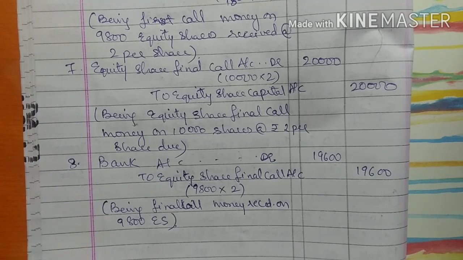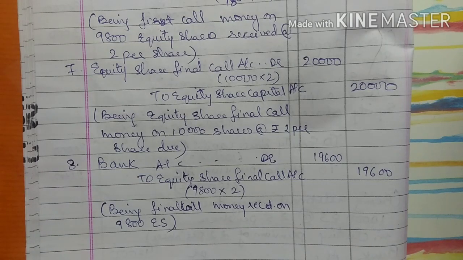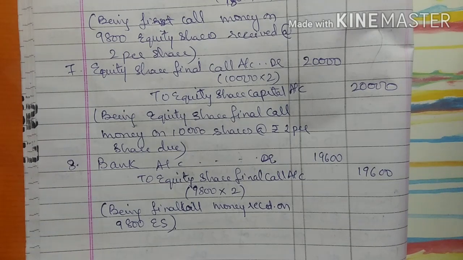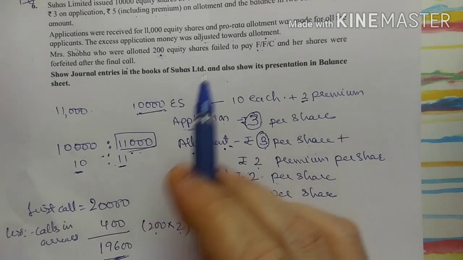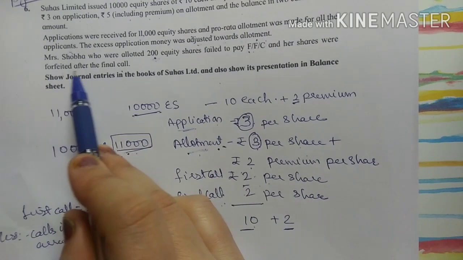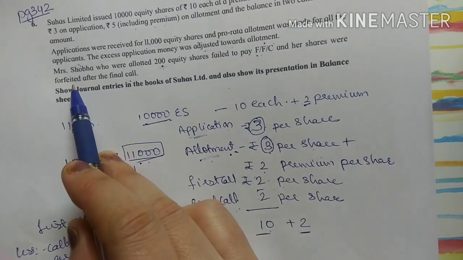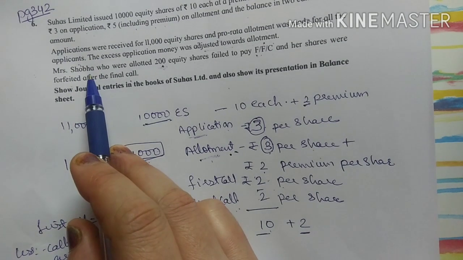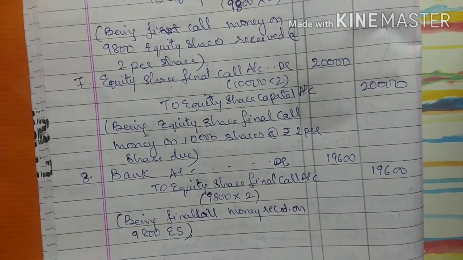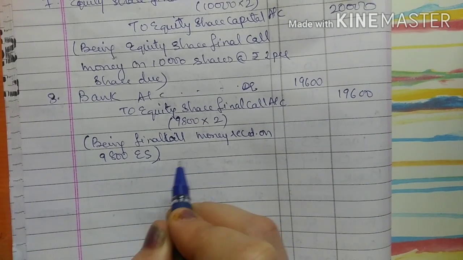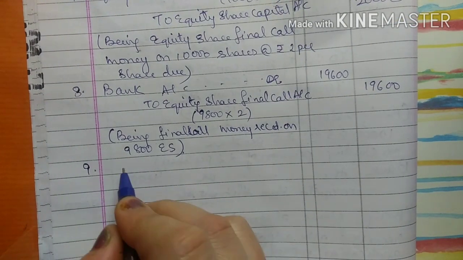Now the last entry, as they have told that Mrs. Shobha, the defaulter shareholder, has not paid this, so they have forfeited it after the final call. So as all the calls have been made, the company has decided to forfeit Shobha's shares, right? So forfeiture means nothing but termination of her membership. So they will transfer this amount to a separate account called share forfeiture account. Now see what will be the entry for this.